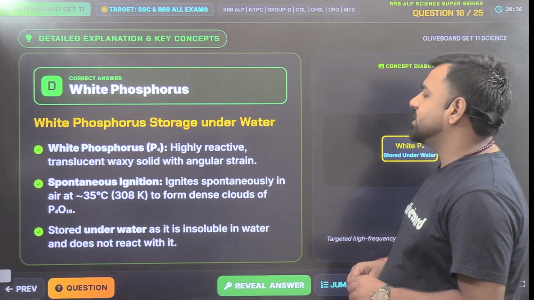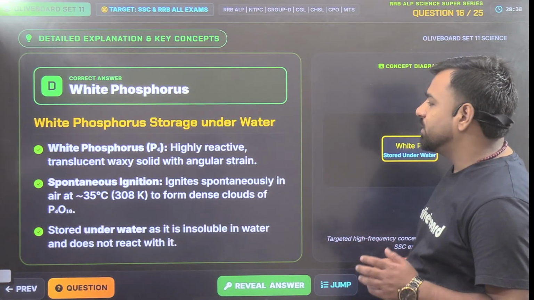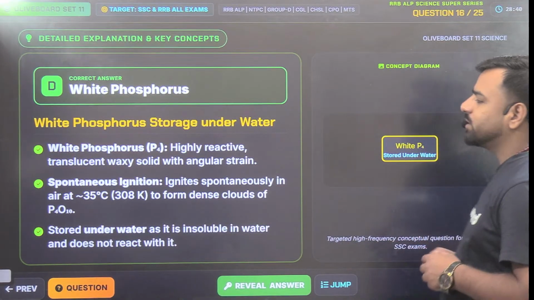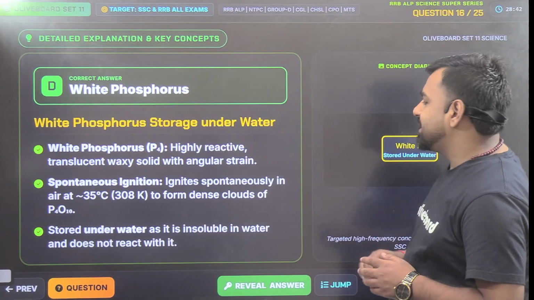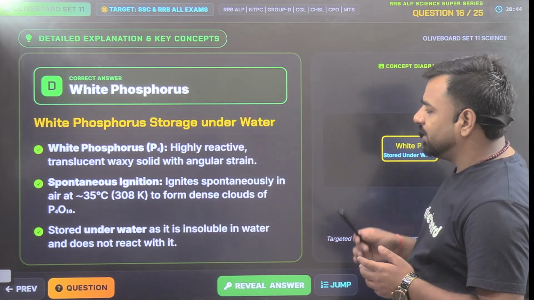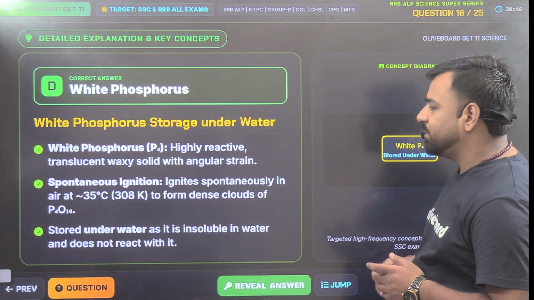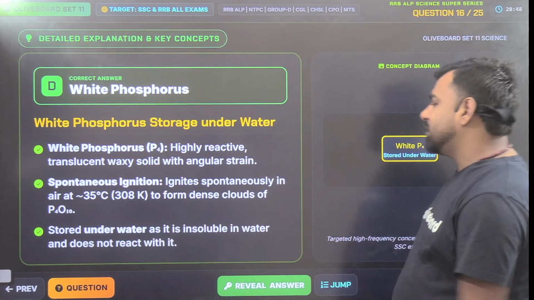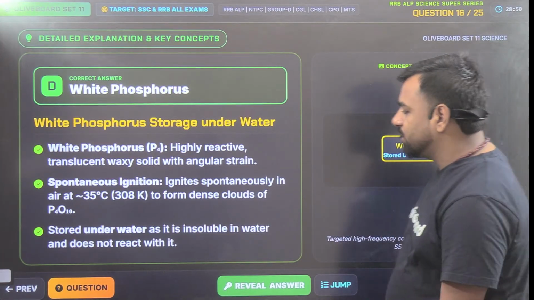White phosphorus is a highly reactive, translucent waxy solid with angular strain. It ignites spontaneously in the air at 35 degrees centigrade to form dense clouds of P4O10. It is stored underwater as it is insoluble in water and does not react with it.